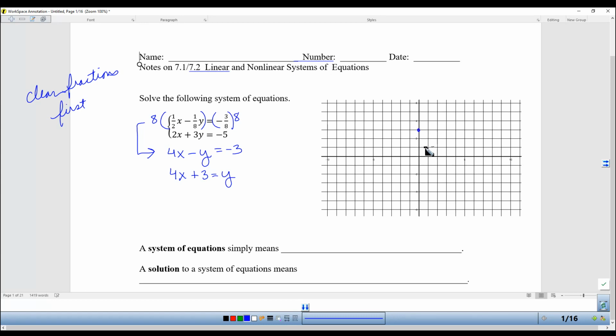I know that it goes through the point 0, 3. If x is 0, y is 3. And I know it has a slope of 4. So I can go up 4 and over 1, which I can't actually do. So I'm going to go down 4 and then back 1. Down 4 and back 1 so that I can draw a nice line.